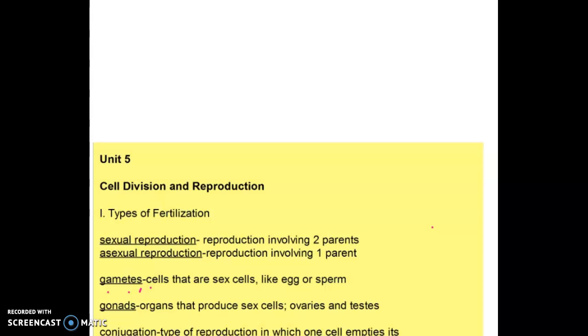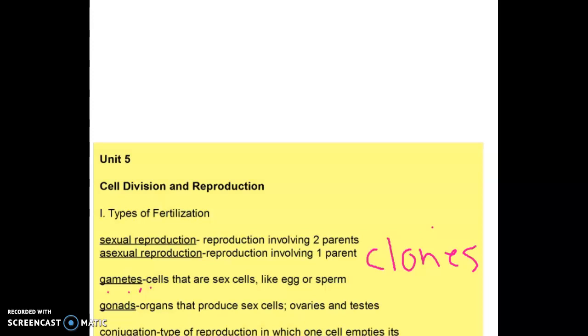So the first thing we're going to talk about a little bit, I know we've talked about this a lot, but I think it's so important: types of reproduction. So sexual reproduction versus asexual reproduction. Remember, we said sexual reproduction is reproduction involving two parents. And asexual reproduction is reproduction involving one parent. And we said with asexual reproduction, we really are just creating clones.